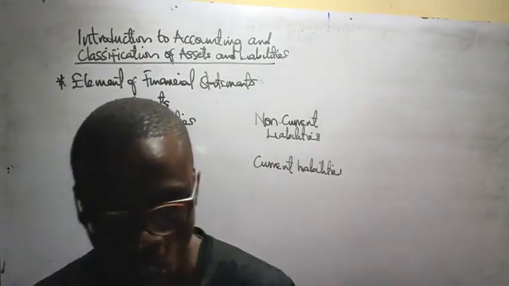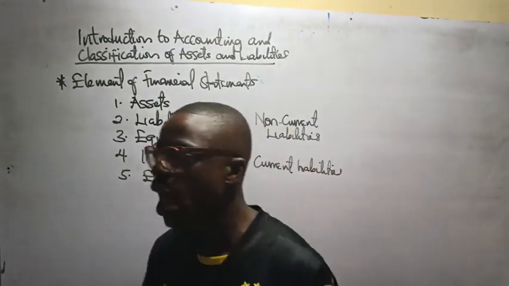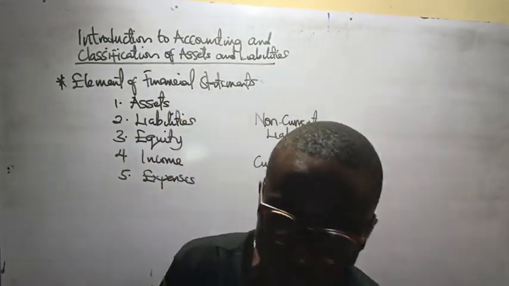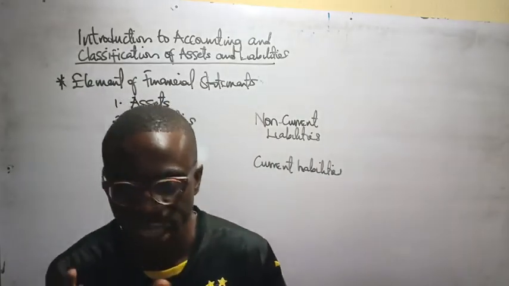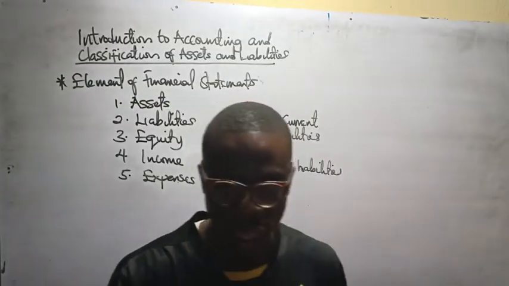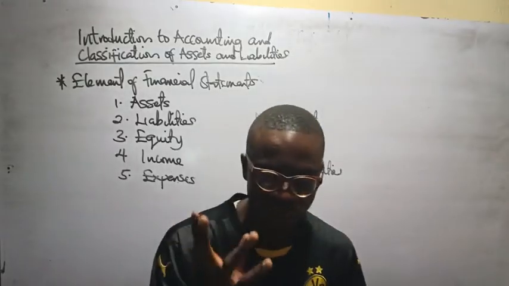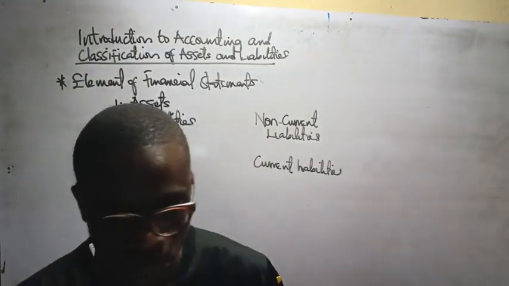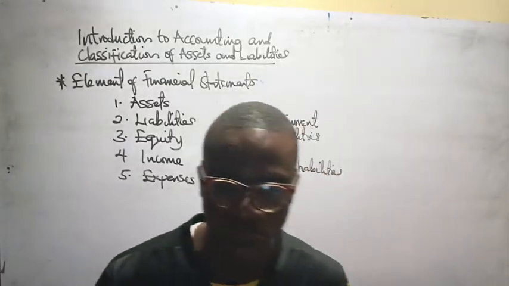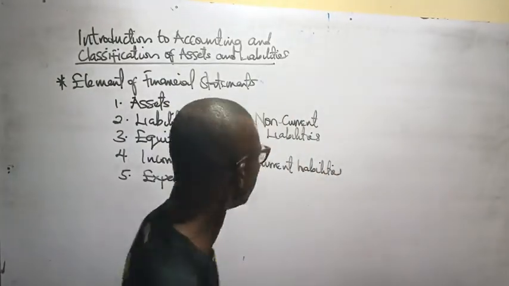Now let's go to current liability. Current liabilities are obligations of a company that are expected to be settled within a year. So when you hear within a year, you should know that it's current. So what are the examples under current liability? We have account payables.